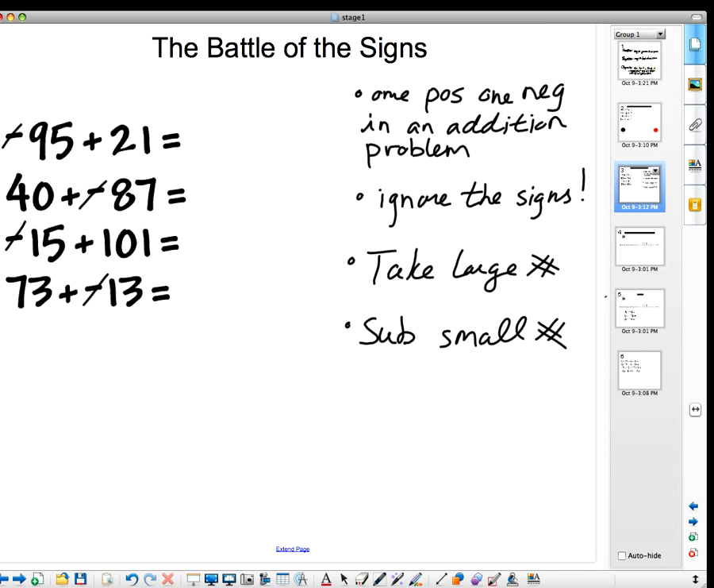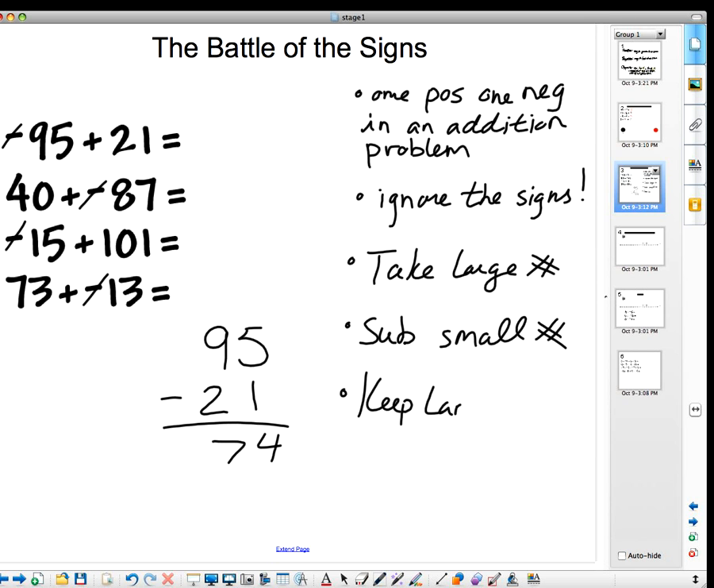So my first example, I have negative 95 plus 21. I'm ignoring the signs, so my larger number is 95, and I'm going to take away 21. And when I do that, I get 74. And then I keep the larger number's sign.